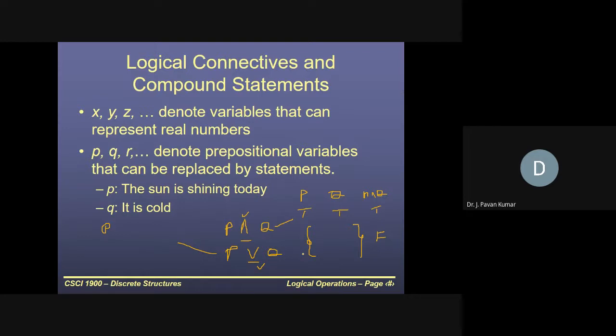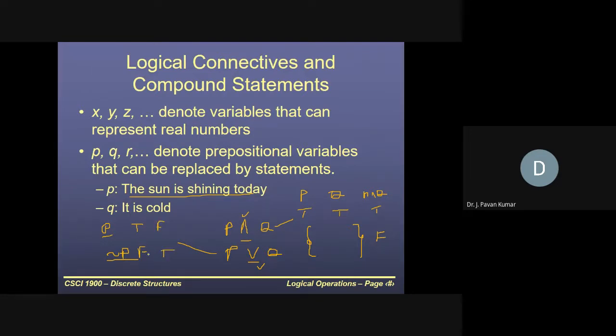Next, coming to a special type of operation called negation. Suppose a statement P is there, negation of P means the reverse of it. Suppose we say the sun is shining today, this is P. Then what can be the negation of P? The sun is not shining today. Like that we can negate it. Suppose the truth value of P is true, then negation P will be false. If the truth value of P is false, then negation P will be true.